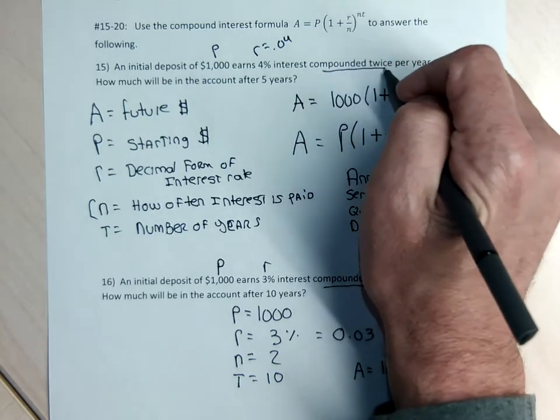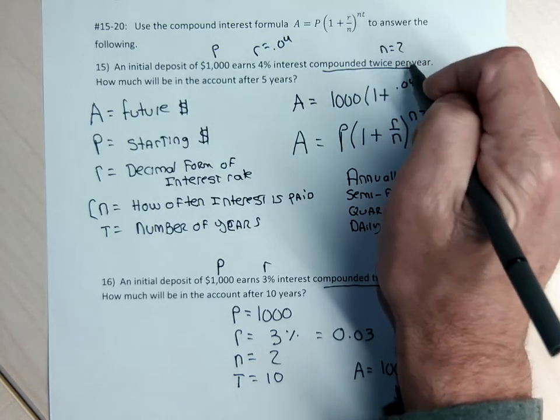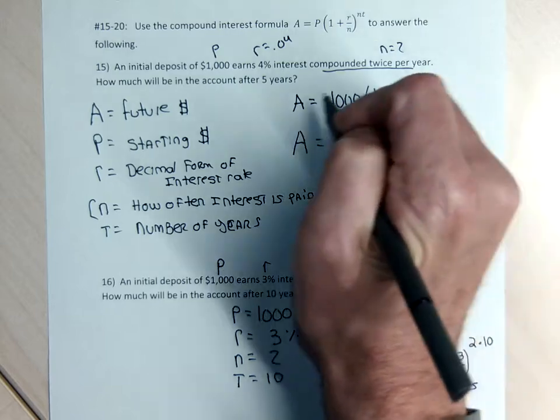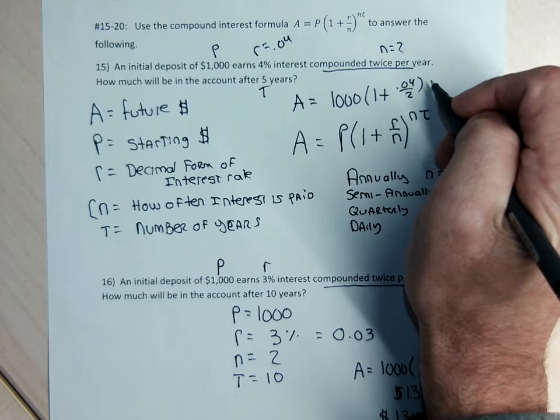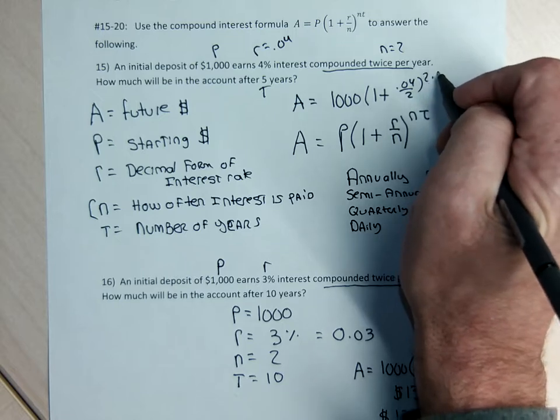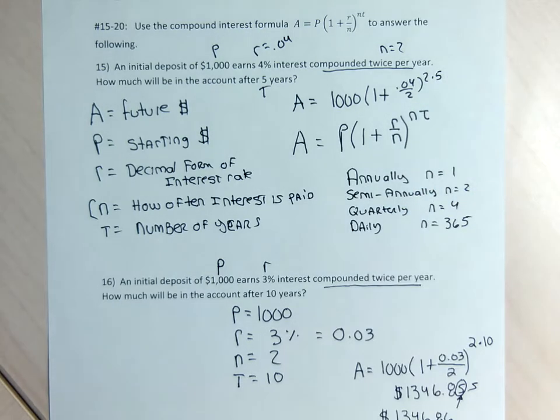The N, interest is paid twice per year. And how much will be in the account after 5 years? The T is going to be 5. So the formula that you would use in problem 15 would be that.